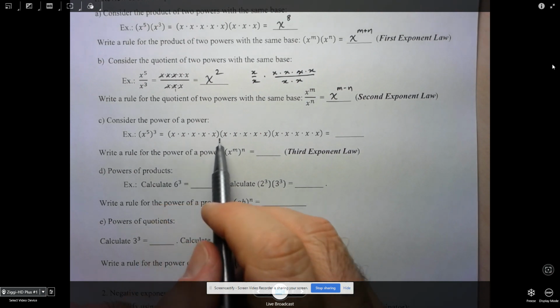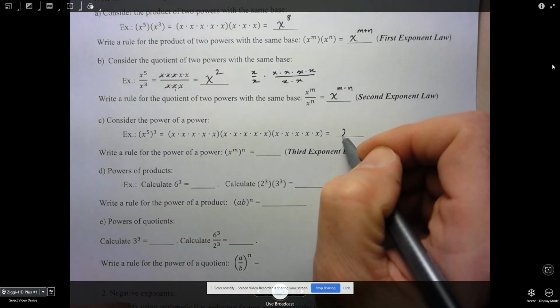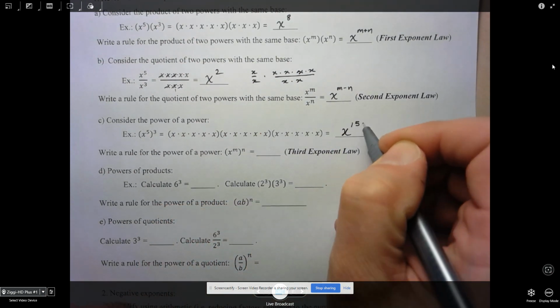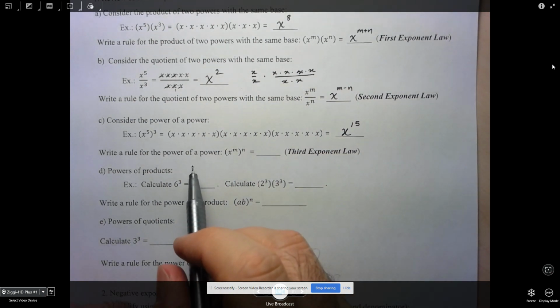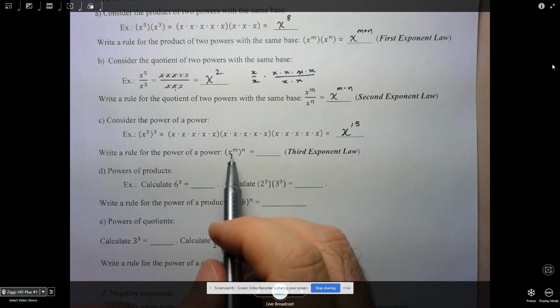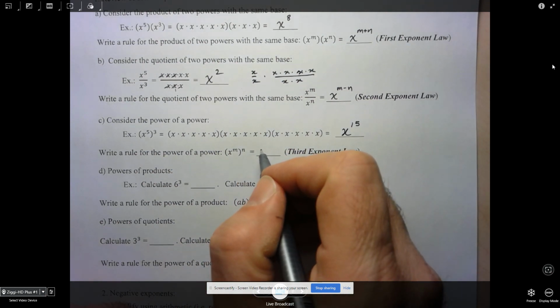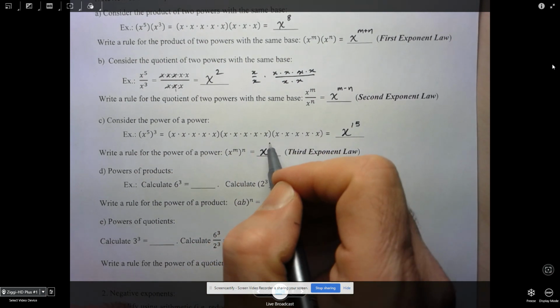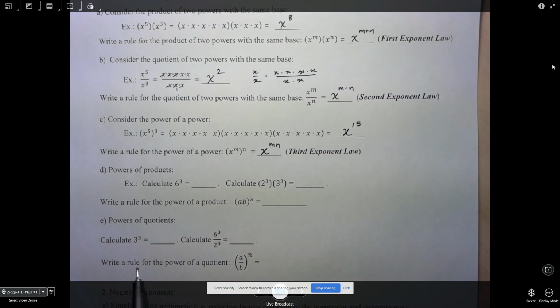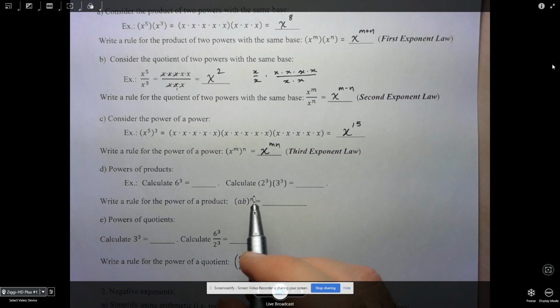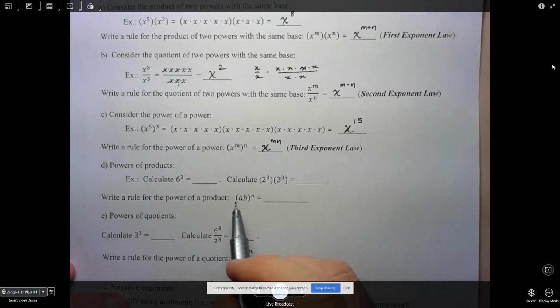And in the end, we count, and we've got 15 of those x's that are being multiplied, and that's where we reach the third exponent law: if I have the power of a power, that gives me a power with the same base, but with the exponents multiplied. All right. So another thing that's pretty useful is this idea of taking the power of a product.